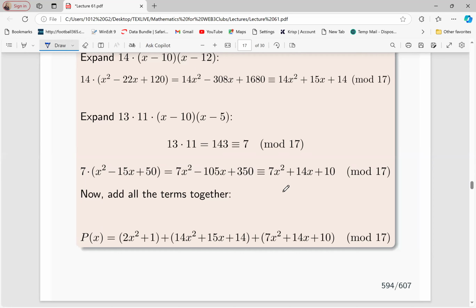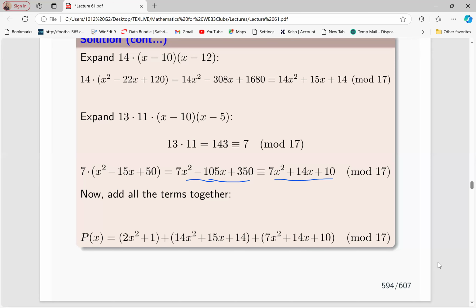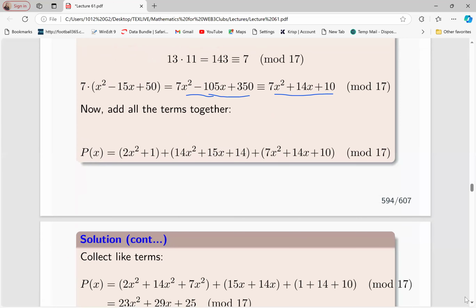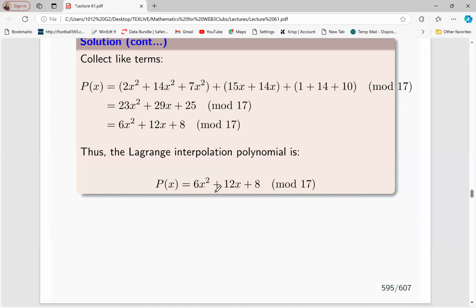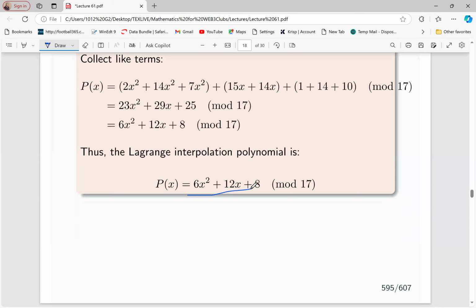When you do that, you arrive at this, and then reduce it mod 17 to give you the final result. Then bring those results together, just sum them and collect like terms. You come up with this polynomial as your final result.